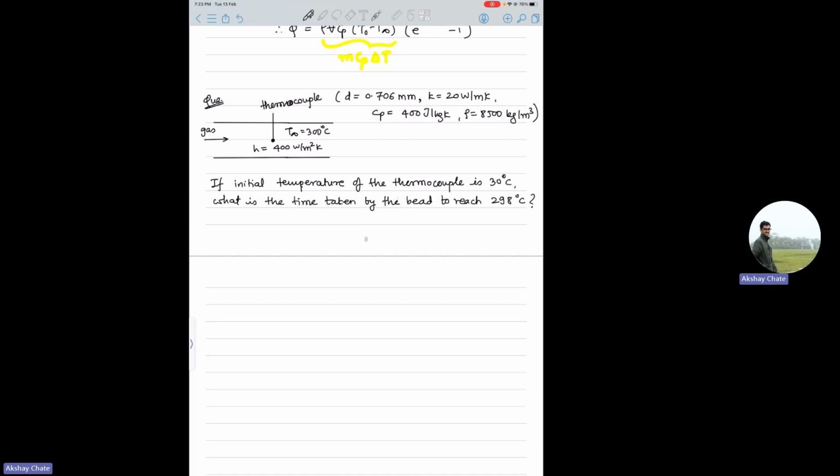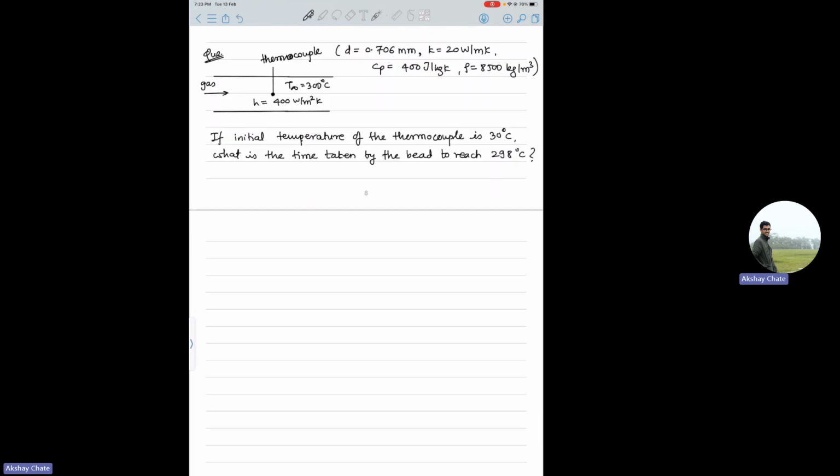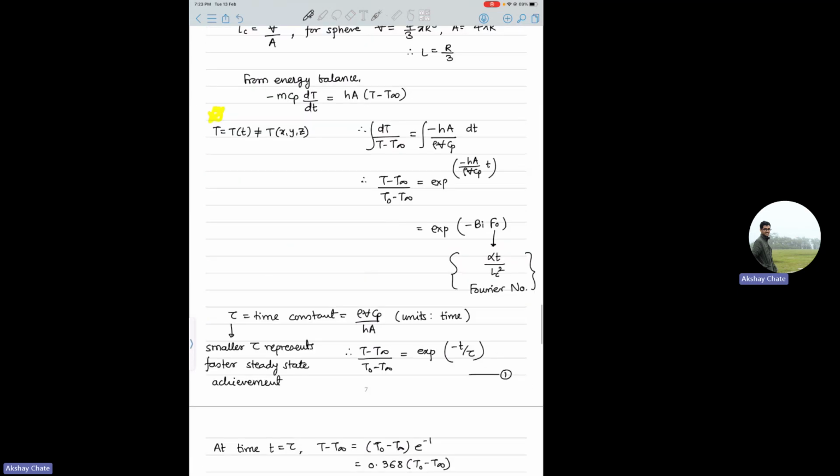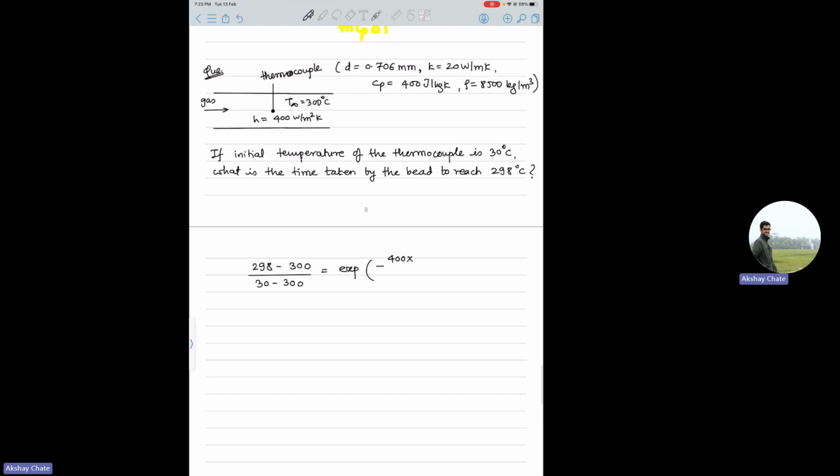Okay, so now we can directly use the formula. So 298 will be your T, T infinity is your 300, initial temperature of the bead was 30. This will be your exponential minus hA. h is 400. Now it's a spherical bead, so as we talked about, the characteristic length Lc. Oh, sorry, my bad. Before doing all this, you should check the Biot number. Some people call it bio number, some call it Biot number. It's okay.